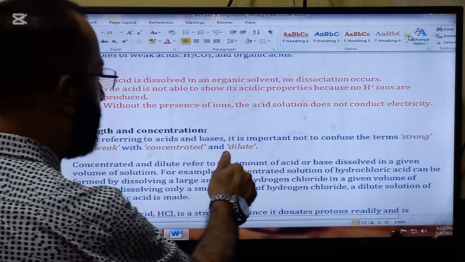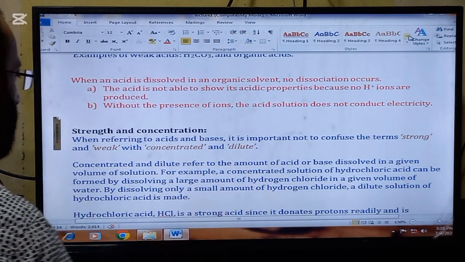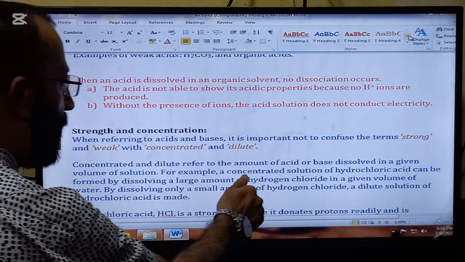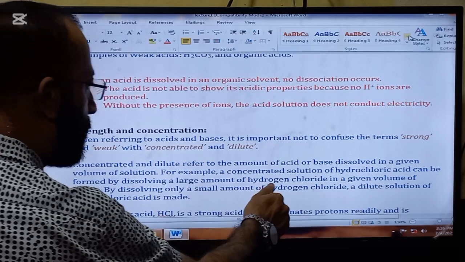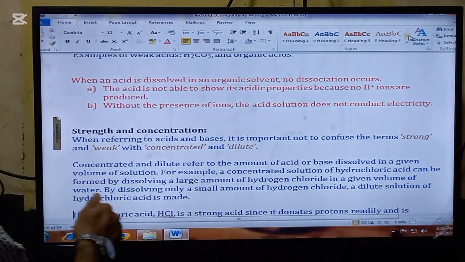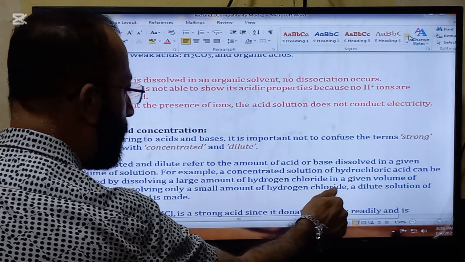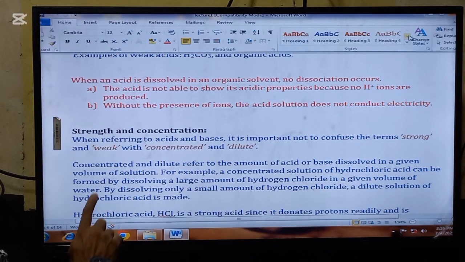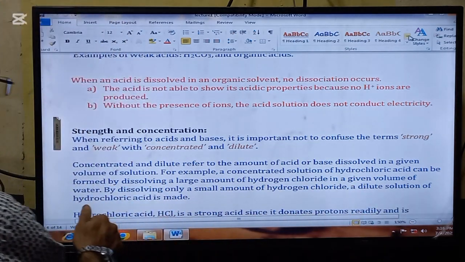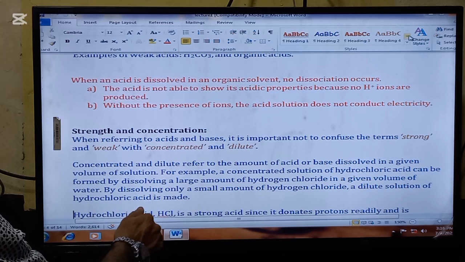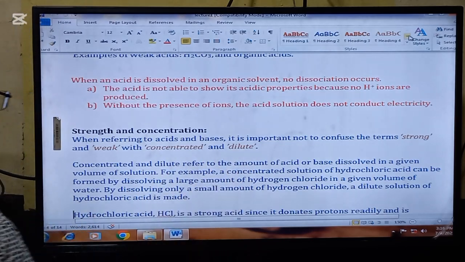So look now, when referring to acids and bases, it is important not to confuse the terms strong and weak with concentrated and dilute. Concentrated and dilute refer to the amount of the acid or base dissolved in a given volume of the solution. For example, a concentrated solution of hydrochloric acid can be formed by dissolving a large amount of hydrogen chloride in a given volume of water. By dissolving only a small amount of hydrogen chloride, a dilute solution of hydrochloric acid is made. So this is the difference between concentrated and dilute.